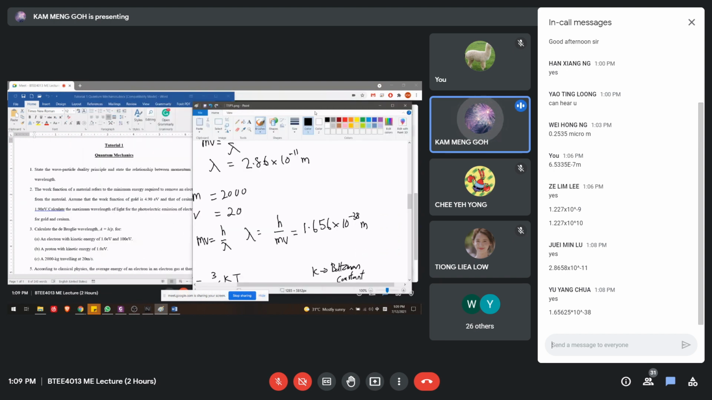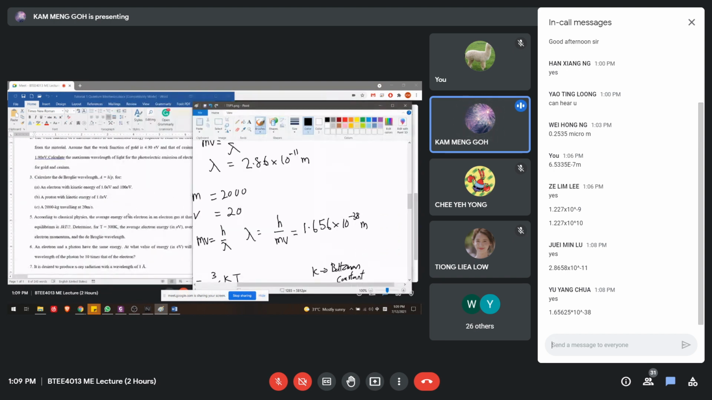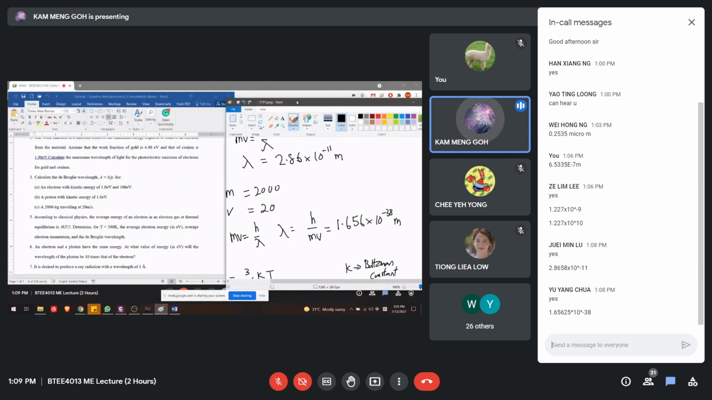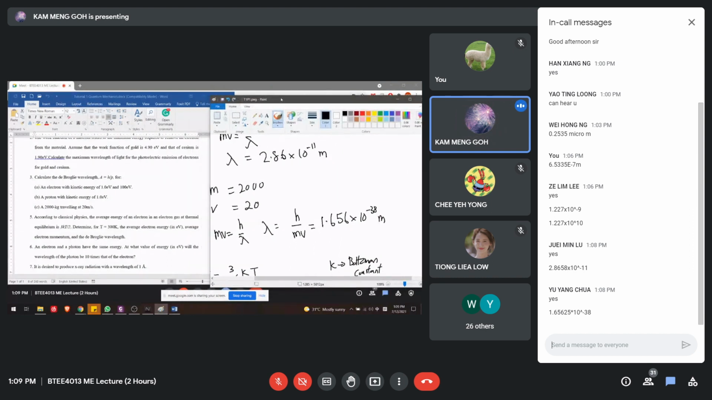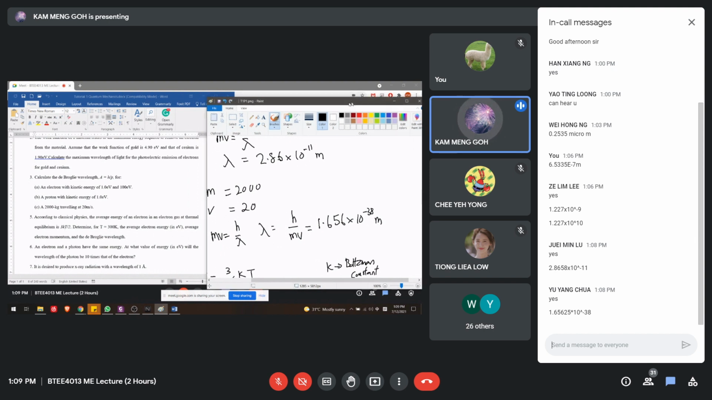Okay, looks like everyone is fair enough. According to classical physics, the average energy of an electron in an electron gas at thermal equilibrium is 3kT/2. Determine, for T equal to 300 K, the average electron energy, then the momentum, and also the de Broglie wavelength. So at first, you just need to use this formula to calculate the energy. After having the energy, you can calculate the momentum and also the de Broglie wavelength.